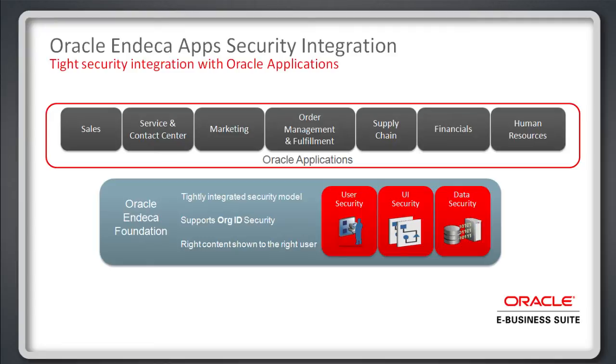From the UI perspective, the Endeca UI content is actually secured by the FND security function. And for the data, as I mentioned, we implement data security that matches whatever you have on the EBS side. So that means you have user security, UI security, and data security, all tightly integrated with EBS. This comes out of the box, seamless integration. You don't have to do anything to set this up.